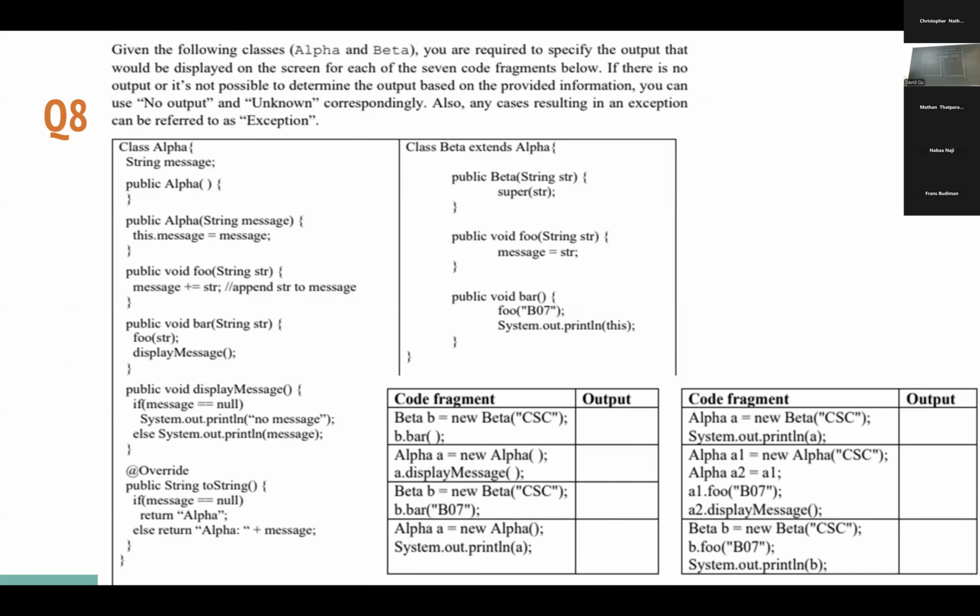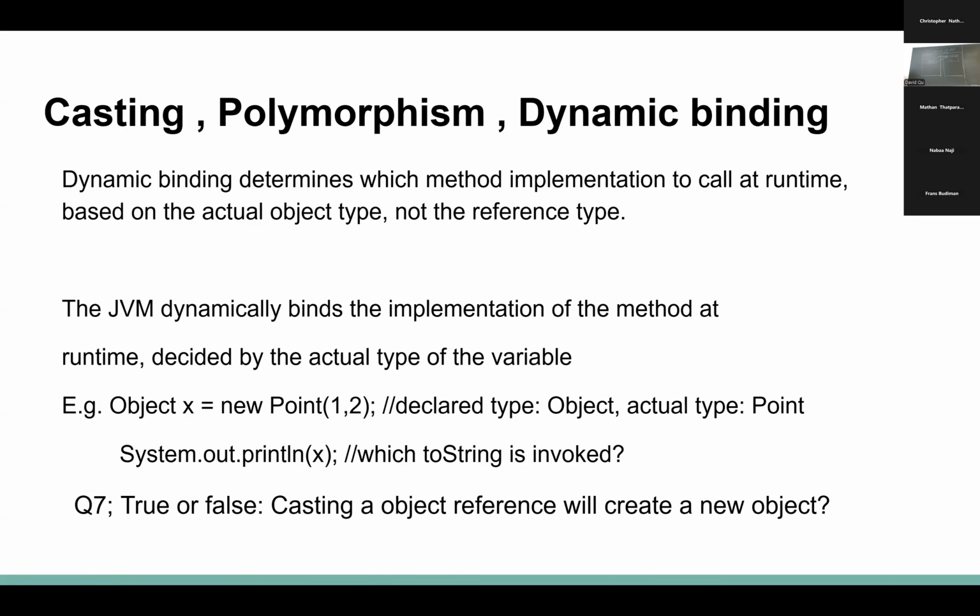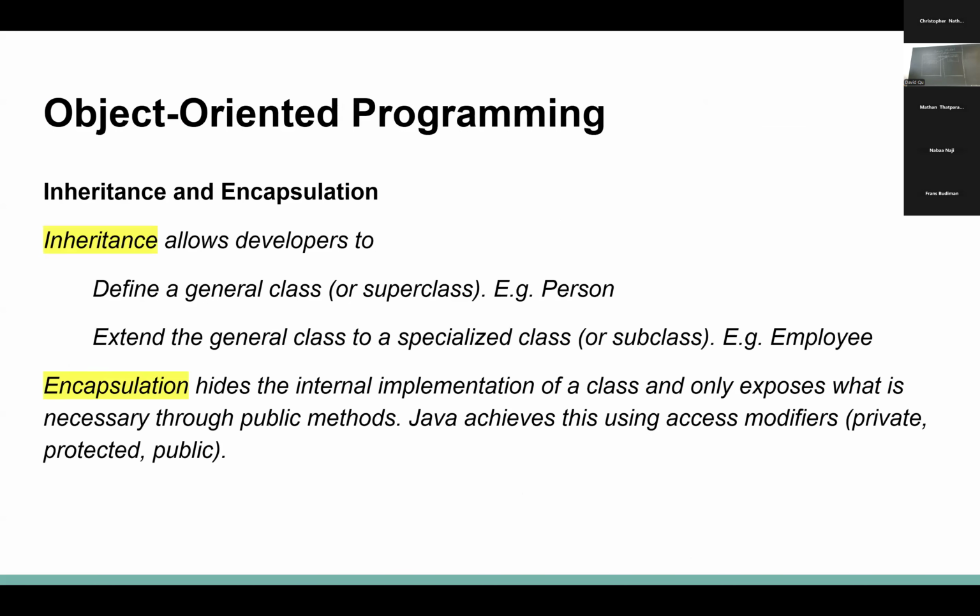Okay, so the next question is picked from the question set. I think most of you have been familiar with it. I'll give you 30 seconds to read through it, and I will go through it together with you guys. I think this is a really great question because it's testing almost everything about casting, polymorphism, and dynamic binding. Oh, we didn't go through polymorphism, right?